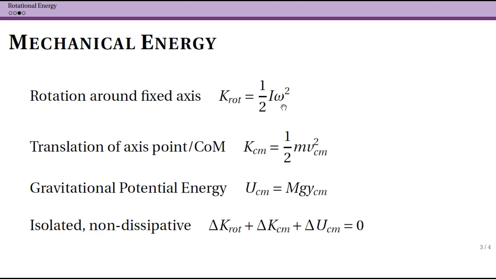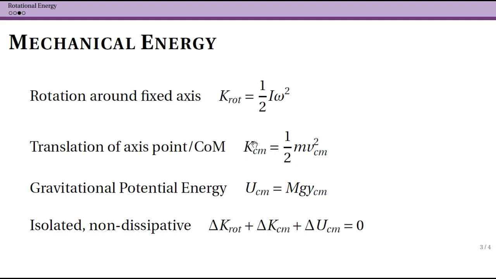Now, if you have combination motion, where there's both translation and rotation, you still need your old kinetic energy. This kinetic energy is for pure rotation. It doesn't include any translational motion. So for this, you have to think about the translation of the axis point where it's rotating around and/or the center of mass. And normally for combination motion, we're talking about the center of mass being the point that it rotates around.